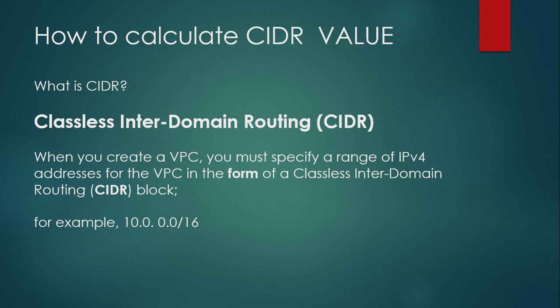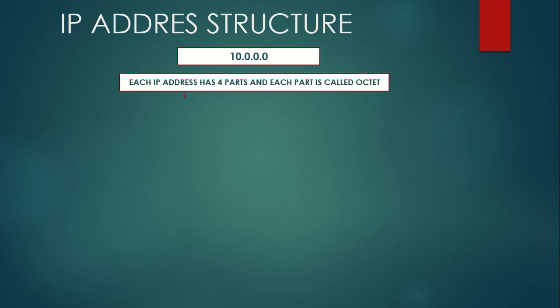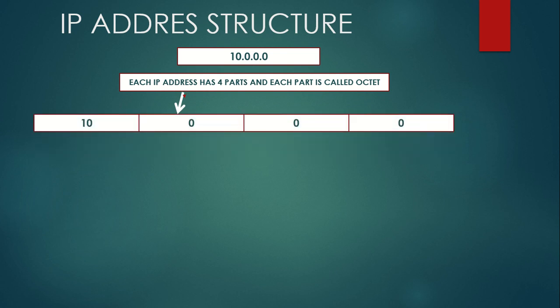Let me explain what an IP address is first. Here I am taking a 10 series as the IP address. Each IP address has 4 parts and each part is called an octet. The first part of this IP address is called the first octet, the second part is called the second octet, the third part is called the third octet, and the last part is called the fourth octet.